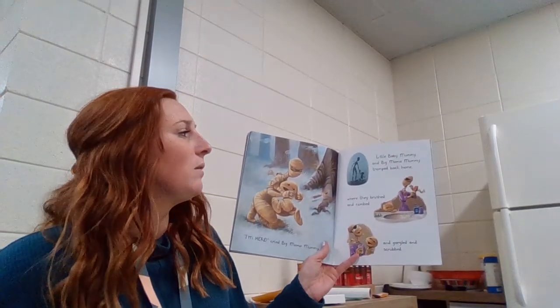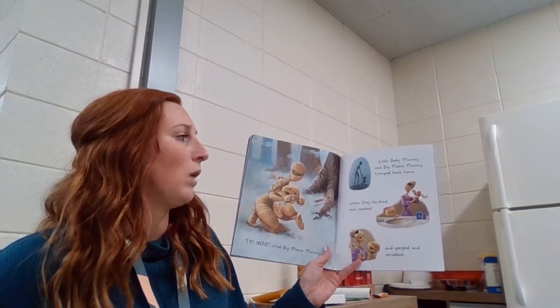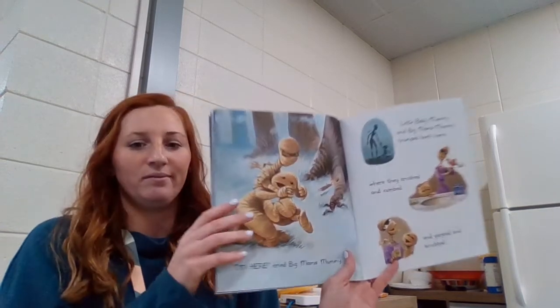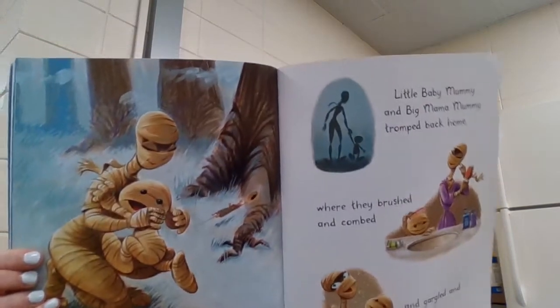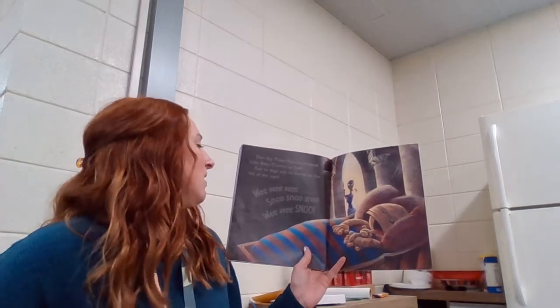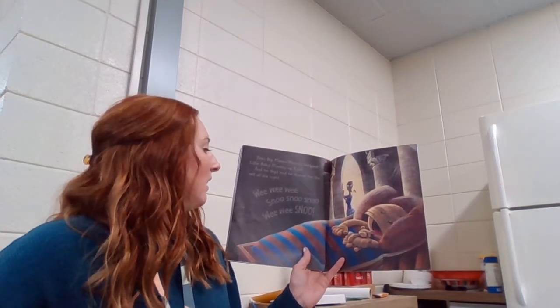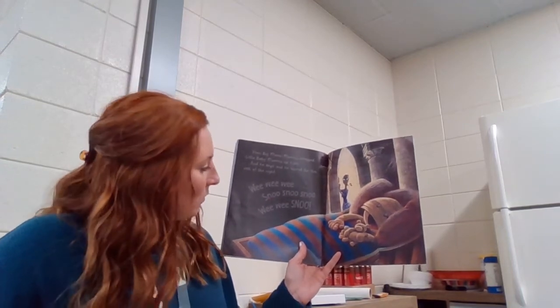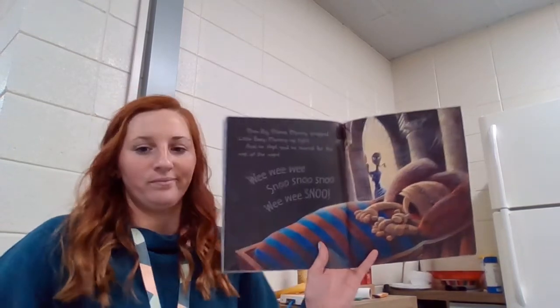"I'm here," cried Big Mama Mummy. Little baby mummy and Big Mama Mummy tromped back home where they brushed and combed and gargled and scrubbed. Then Big Mama Mummy wrapped little baby mummy up tight and he slept and he snored for the rest of the night. Wee, wee, wee, snoo, snoo, snoo, wee, wee, snoo.